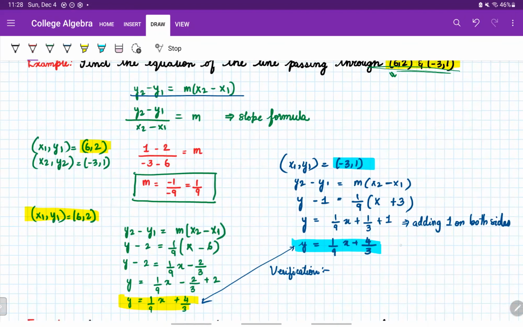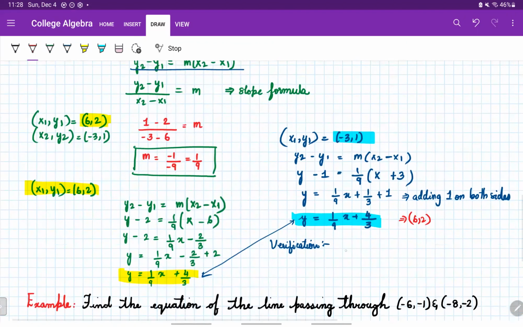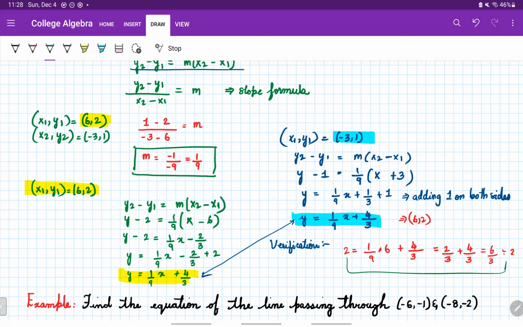So let me plug in 6, 2 here. So y is 2 and x is 6. So you get 2 by 3 plus 4 by 3, which is 6 by 3. You get 2. So you see that we get 2 equals 2 here, which is a true statement again, which verifies that our answer is correct.